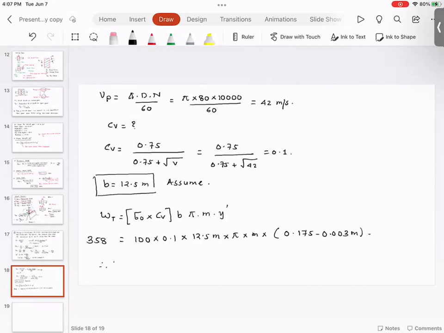When you solve this, module is going to be 3 millimeters and B will be 12.3 times module.